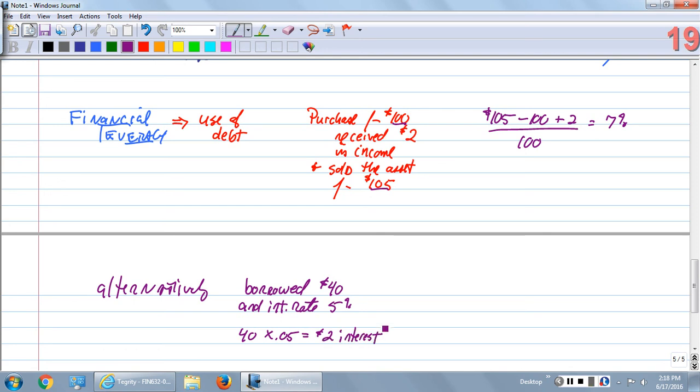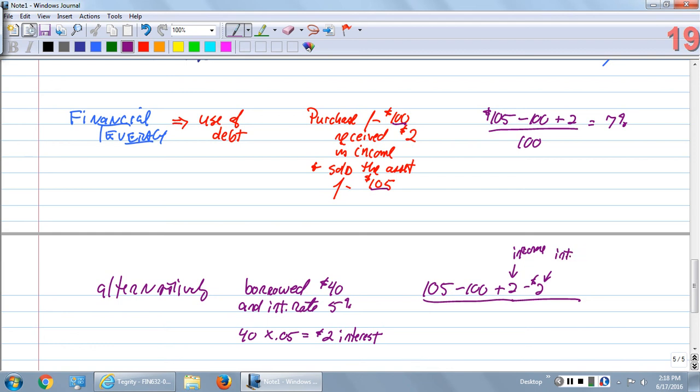So let's calculate your return. You bought something for 100 that you sold for 105. You received $2 in income. So the same thing. You had a $5 capital gain. You've got $2 of income. We need to subtract out, though, interest costs. And so the $2 right here, that was our $2 in income. But we're also subtracting off the $2 in interest that we incurred.